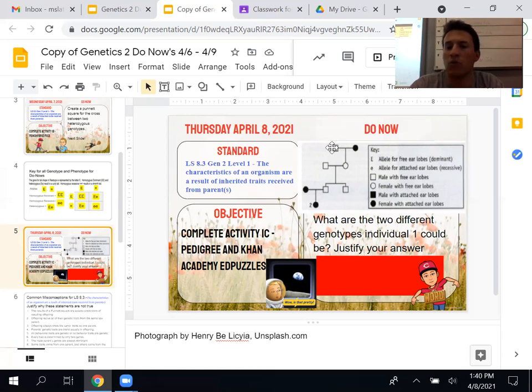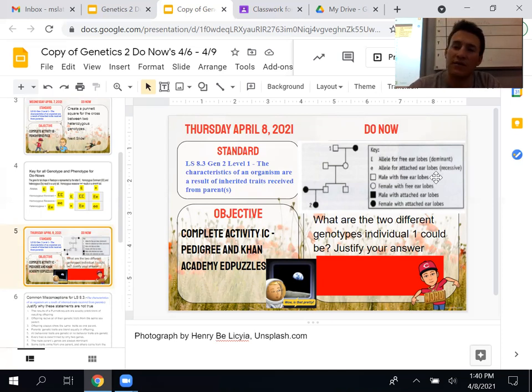If we look at individual 1, we'll notice that the non-filled in square means that male with free earlobes, meaning this individual is a male that is representing the dominant trait. If that's the case, what two different genotypes allow us to express the dominant trait?